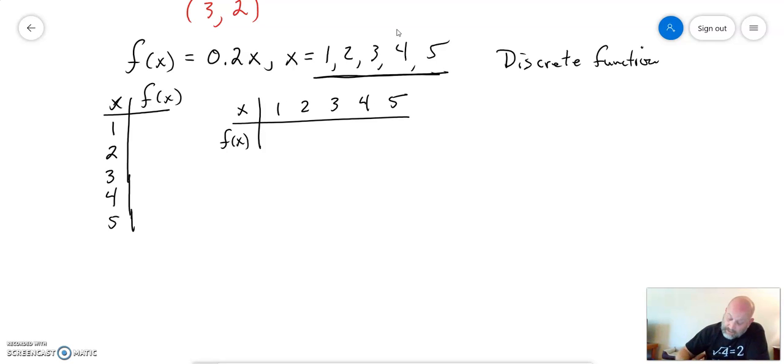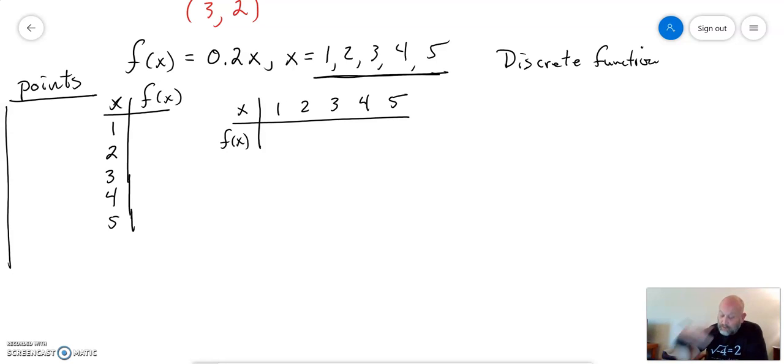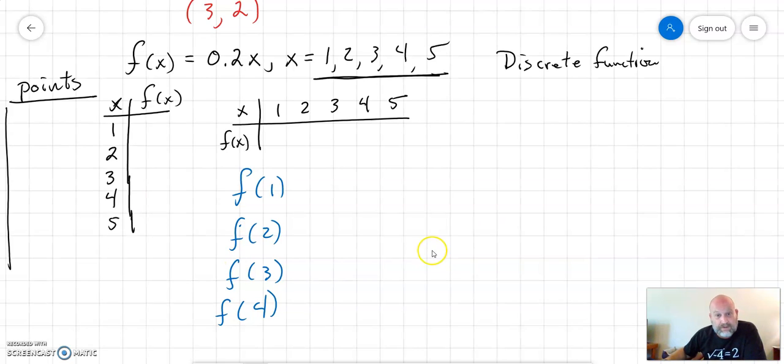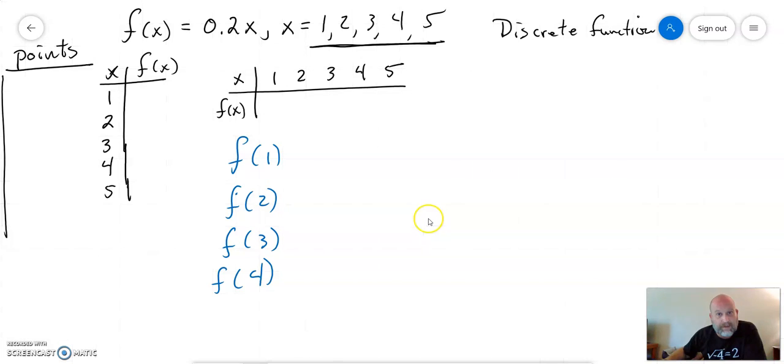Okay, and what we're actually after, though, is the list of points, right? What points do we get? And so we'll be writing those here as we find them. So really what we need to do is just plug these things in one at a time. So I need to find, let me switch colors here, f of 1, f of 2, f of 3, f of 4, and maybe we can scoot this up just a little bit. There we go. And f of 5.